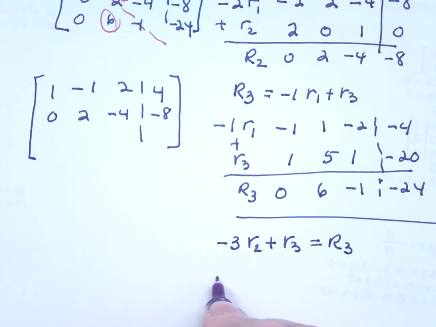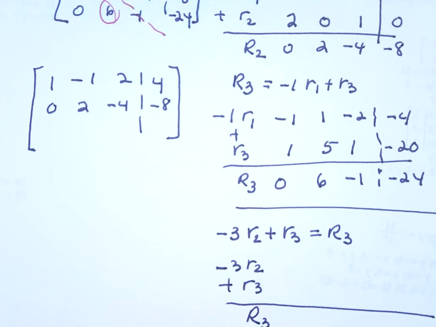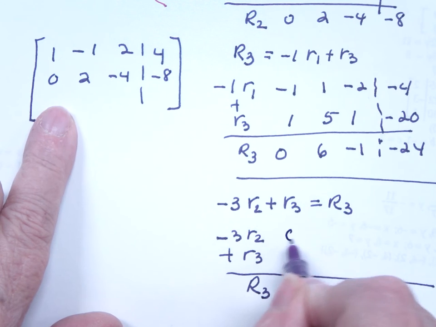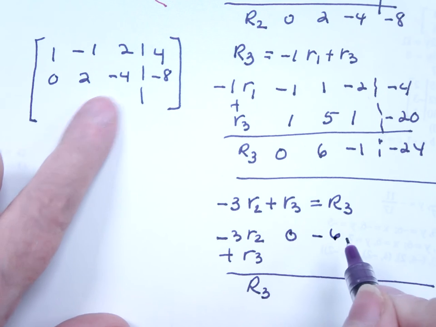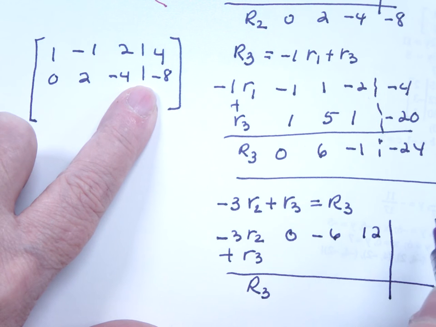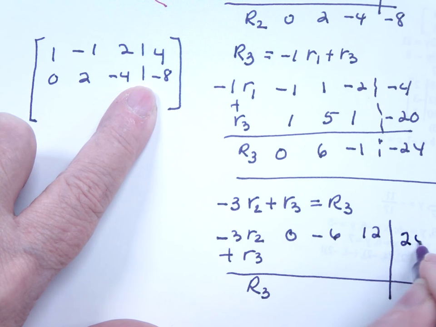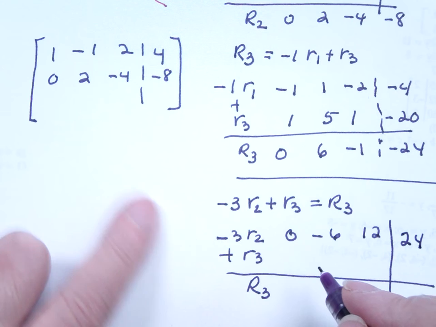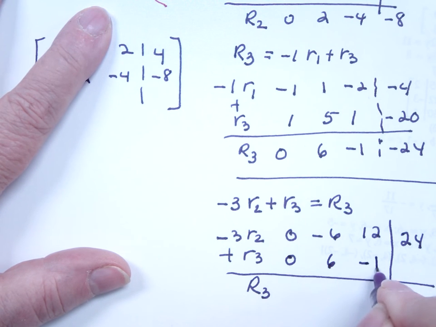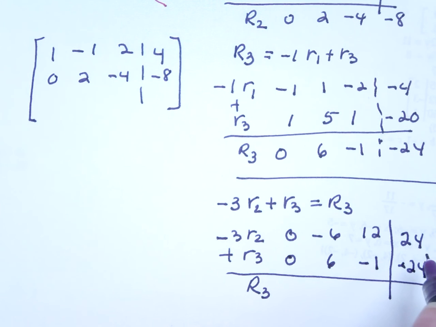So, negative 3 times row 2, add it to row 3, my new row 3. Negative 3 times row 2 gives me a 0, a negative 6, negative 3 times negative 4, positive 12. Negative 3 times negative 8 is positive 24. And I'm going to add it to the existing row 3, which is 0, 6, negative 1, and negative 24. And I think I've got an error.